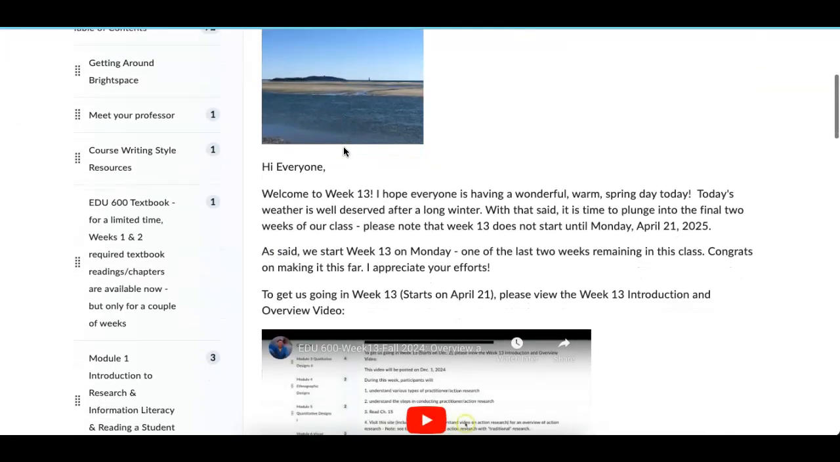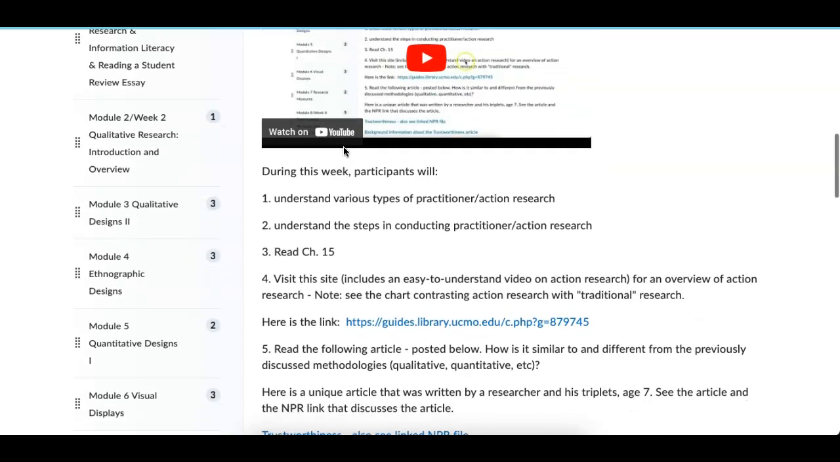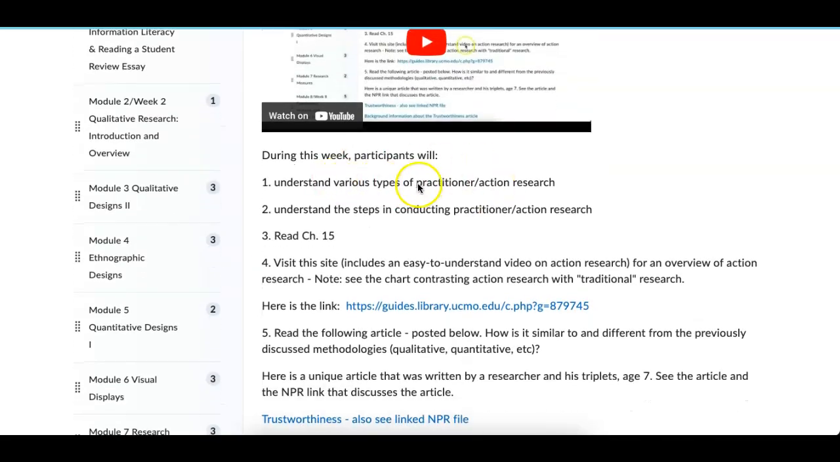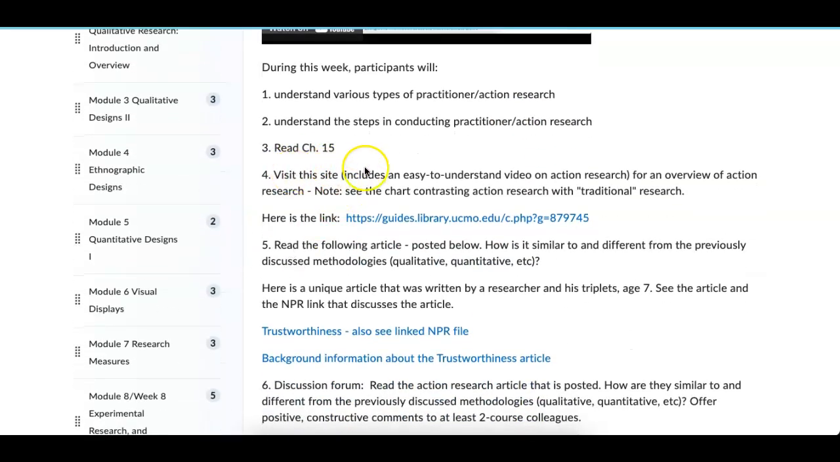Now I'll get right to the material. So you're looking at the video right now. Understanding various types of practitioner action research. You could use both of these terms. Understanding the steps in conducting this type of research. Read Chapter 13. Visit this site. There's more information here, and there's a really good chart that contrasts action research with traditional research.